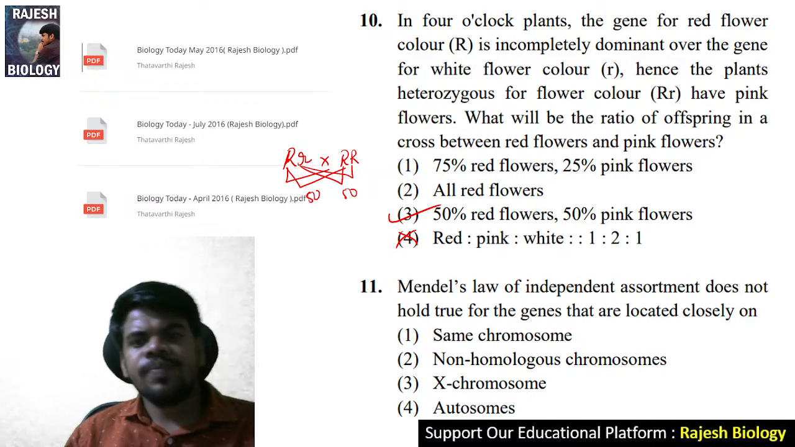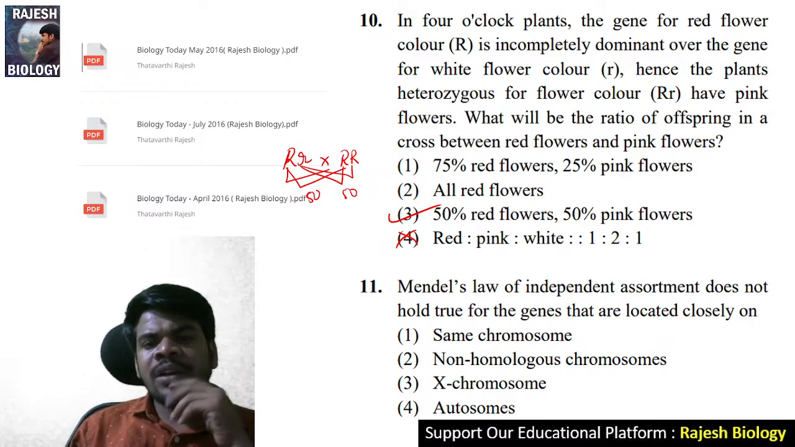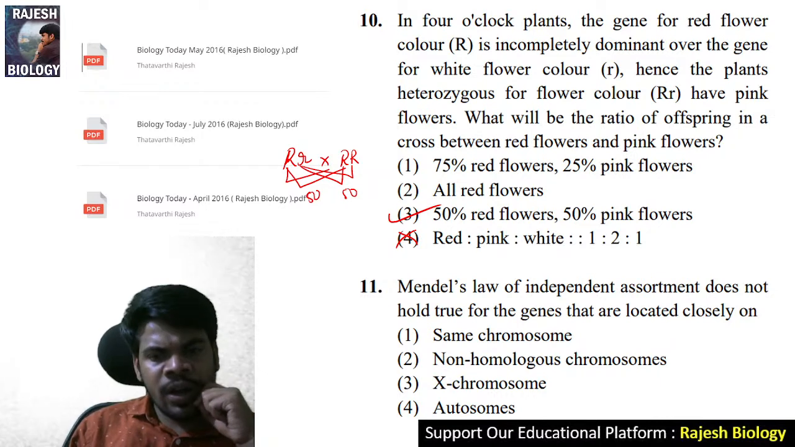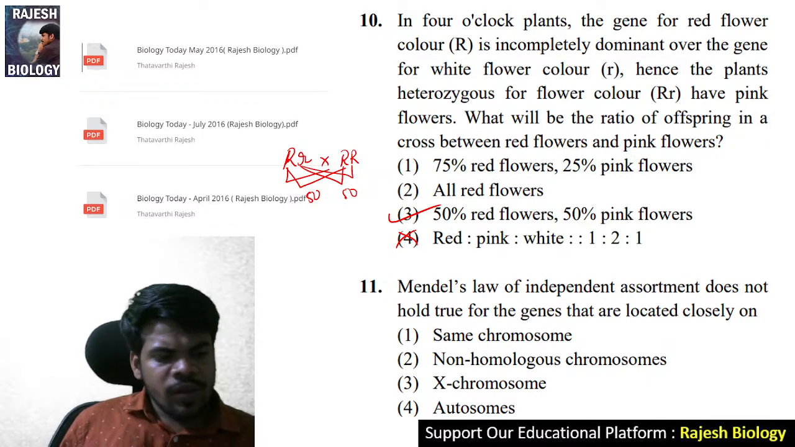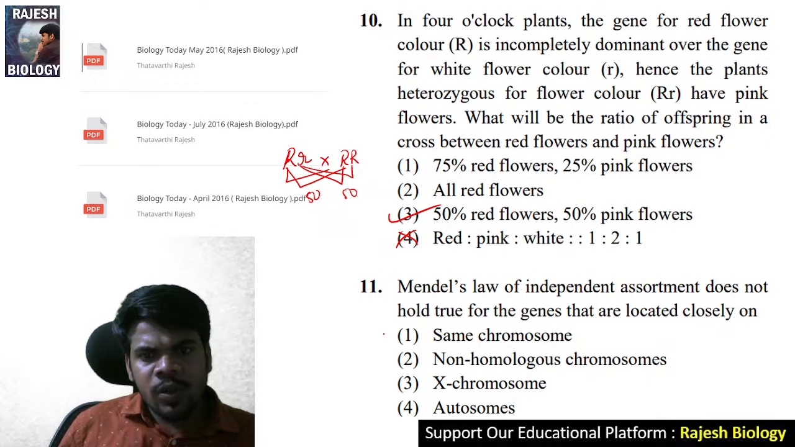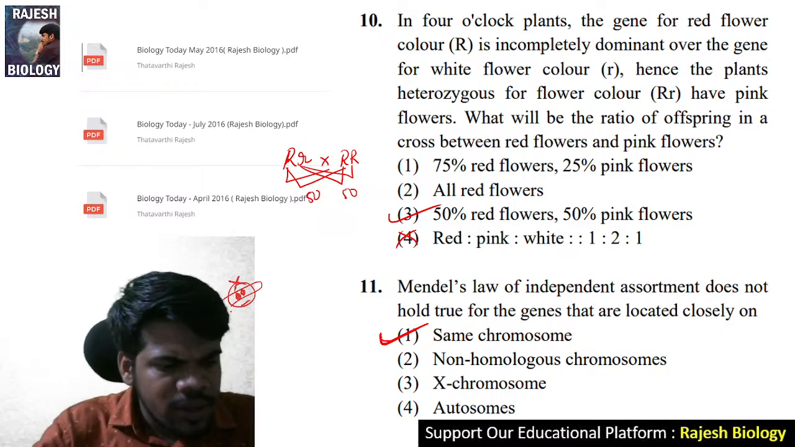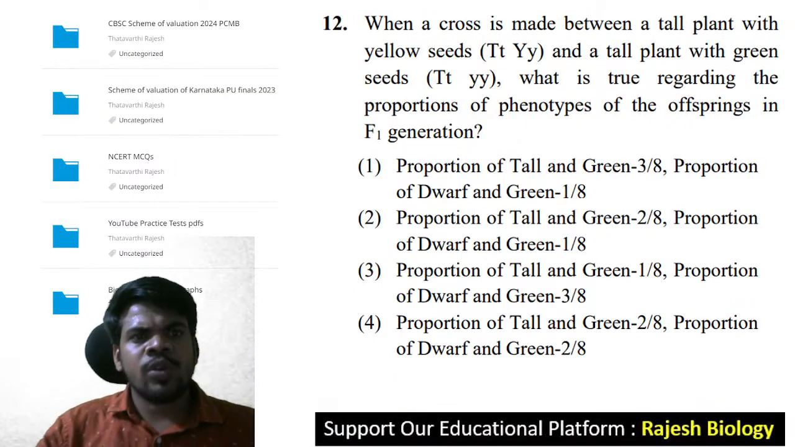11th question. Mendel's law of independent assortment does not hold true for genes that are located closely on the same chromosome, which are linked together. If the genes are located very closely on the same chromosome, this is called linkage. And Mendel's independent assortment does not hold true for this type of closely linked genes. Correct, Jnaneshwari. Come to the next question, 12th question.